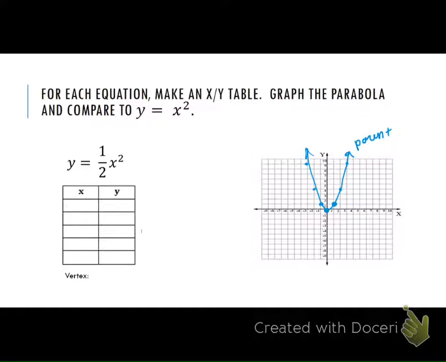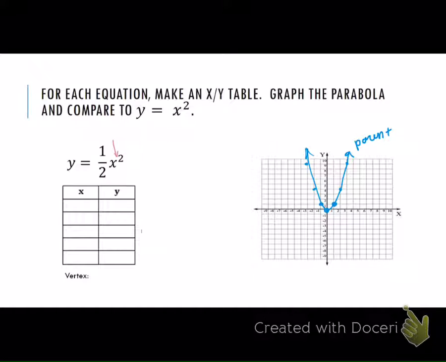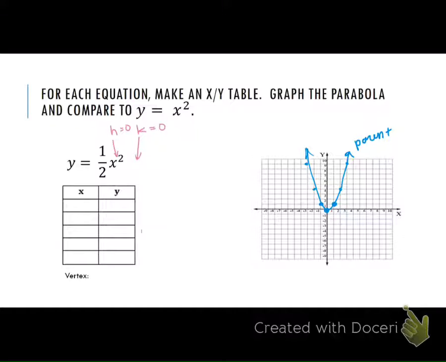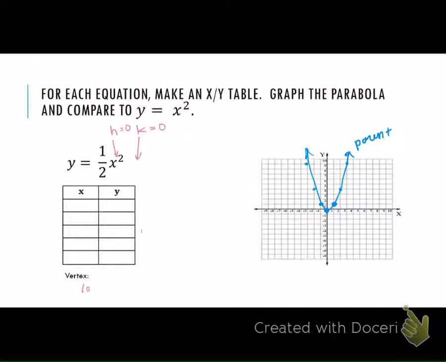Okay, so where is my vertex, Jacob, for this one here? Where is my vertex for 1/2 x squared? 0, 0. There's nothing between the x and the square, and there's nothing in at the end, so it's at 0, 0.